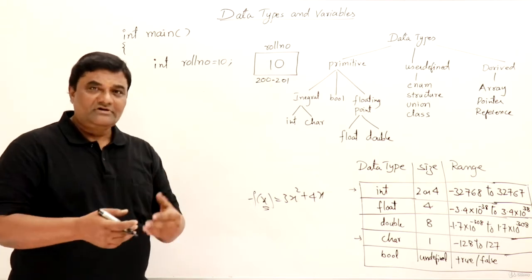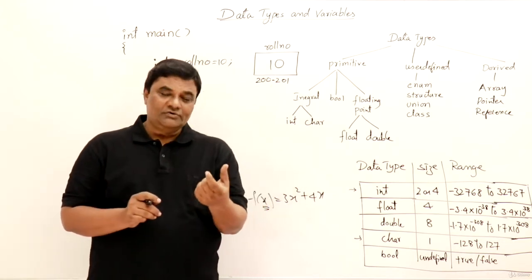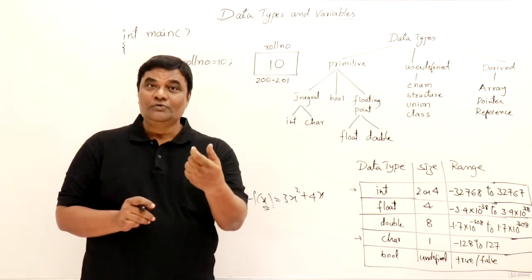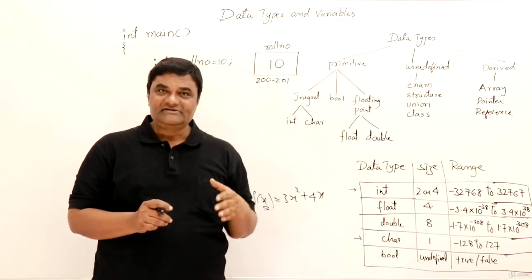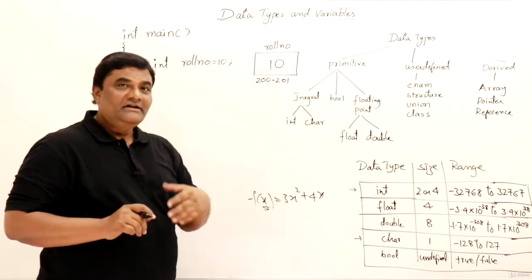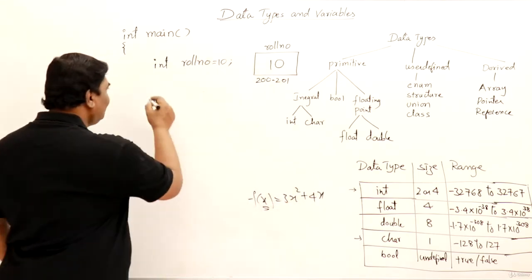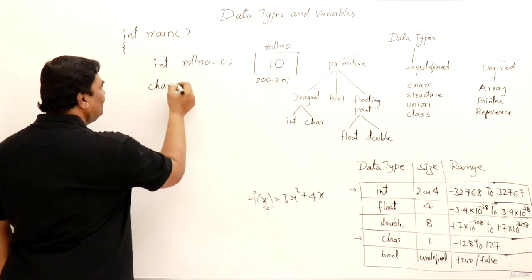Now, a little more. Suppose I want a variable to store a section or group: group A, group B, group C, like this groups are there. So I want to store the group name. Group name is A or B or something. So which type of variable should I take? Character type. Okay, declare a variable of character type. Char group.